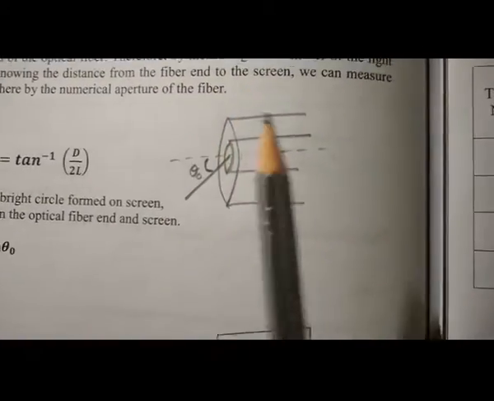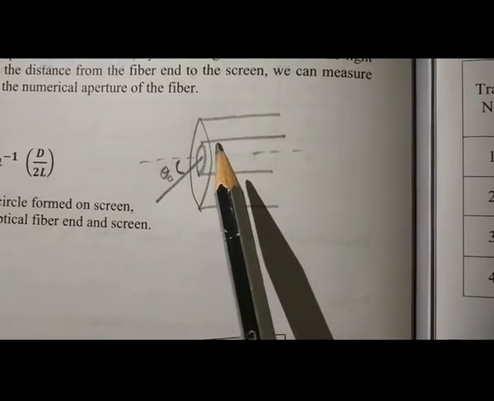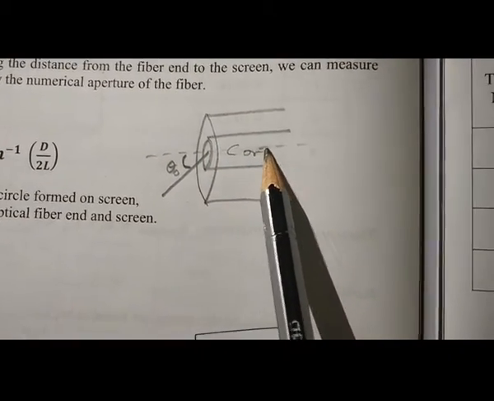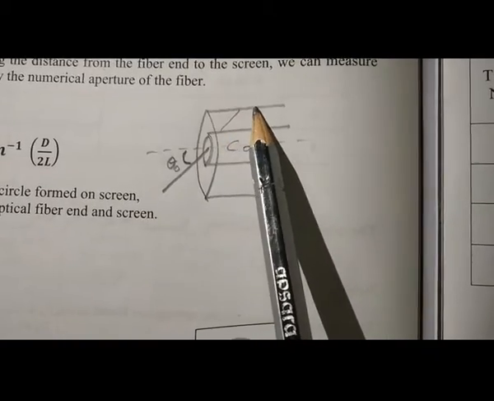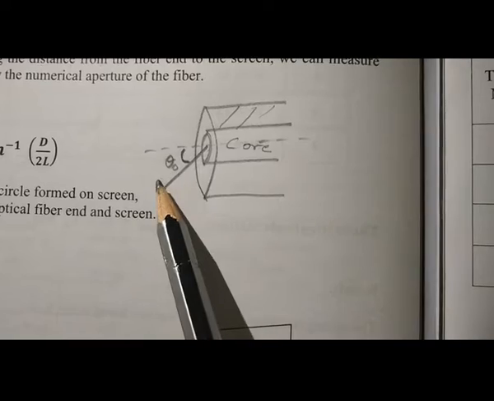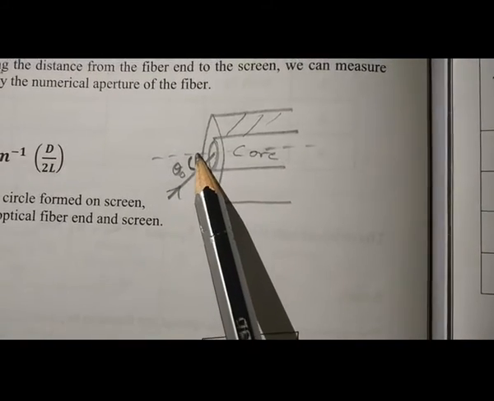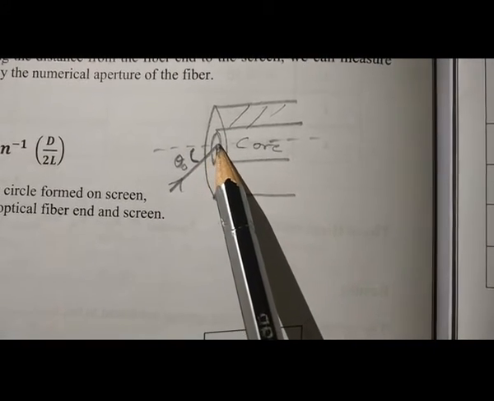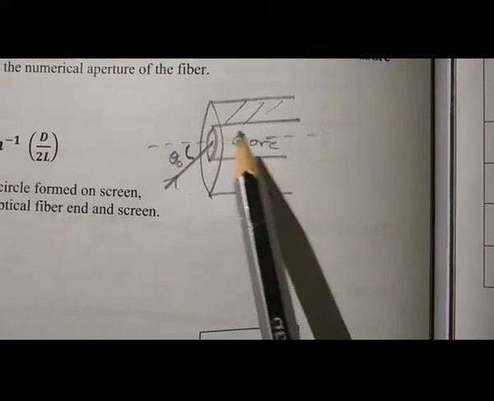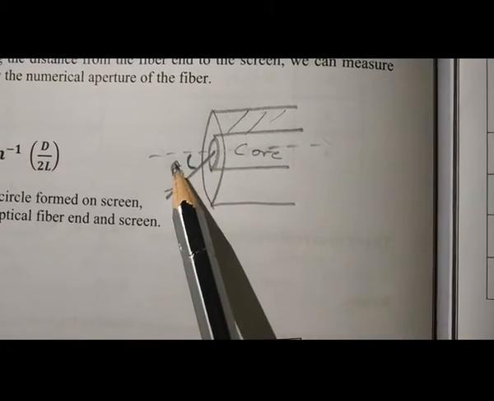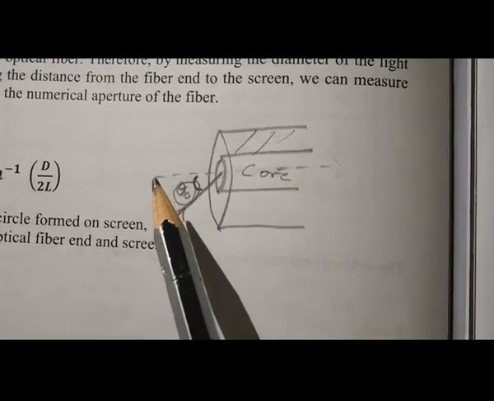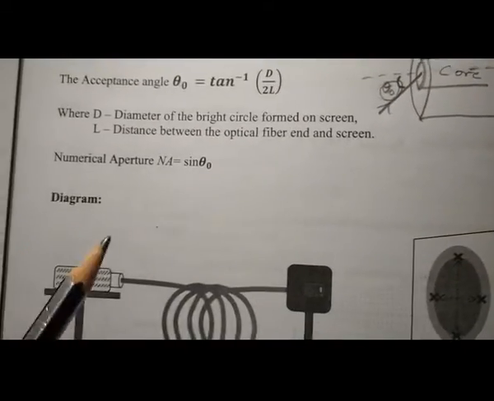You can see this is the optical fiber. We know the structure of the optical fiber, where the innermost portion is the core and the surrounding is the cladding. And theta naught, you can see here, is the maximum angle that a light ray can be guided into the optical fiber so that it suffers total internal reflection and it reaches the other end. So what is the theta naught for the given optical fiber we should determine. That's the aim of the experiment.